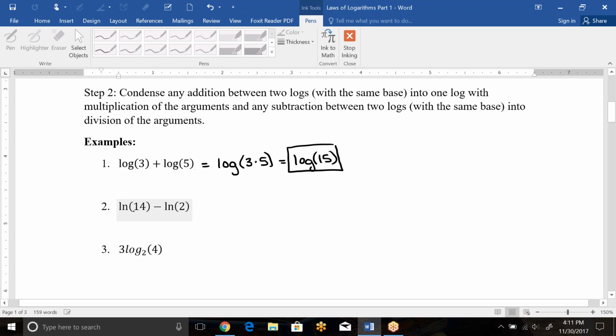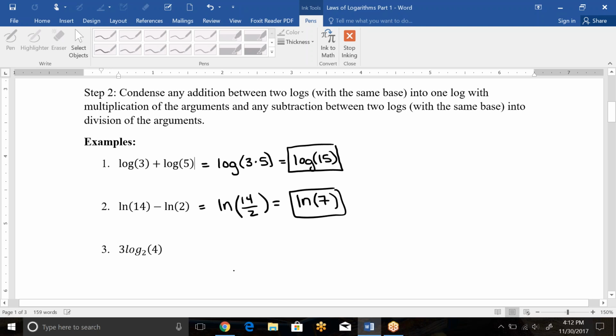Okay, so look at our second one here. These are both natural logs, so base e. This is subtraction between them, so we'll write this as natural log. Notice it's just a single natural log. And then inside, since this was subtraction, we're going to do the first one's argument divided by the second one. So 14 divided by 2, or natural log of 7.